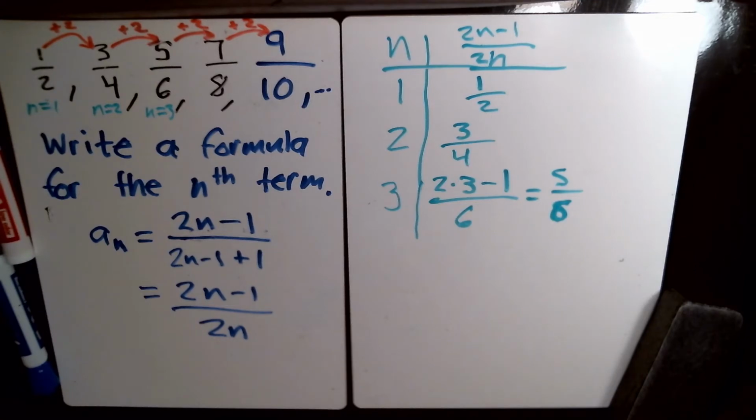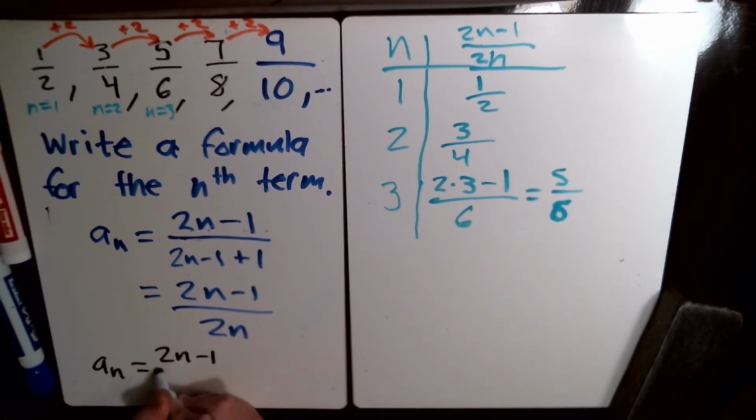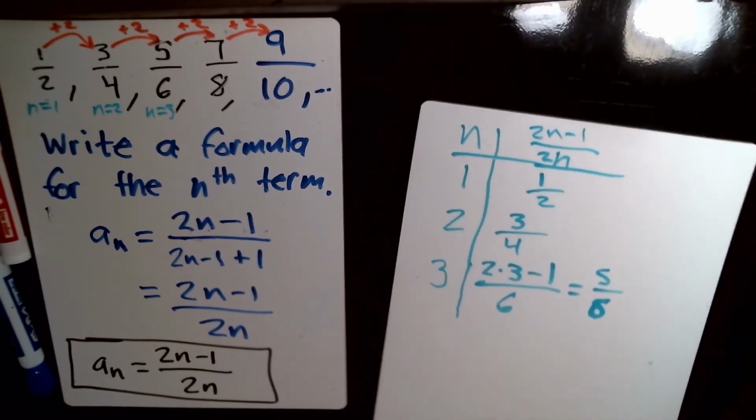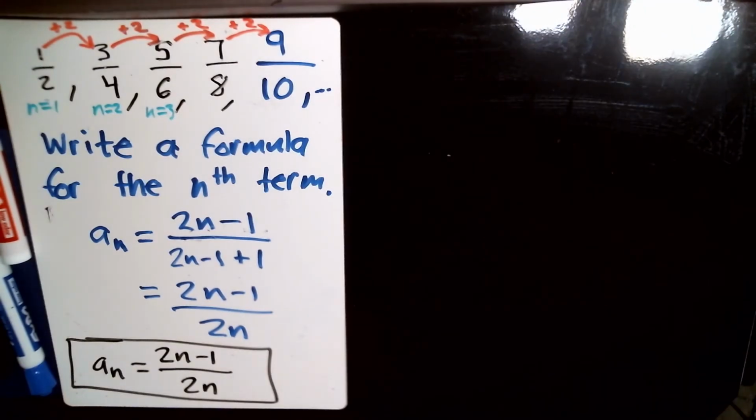I'm going to do one more example of this to give you another helpful example here. But this is the right formula. This would be our final answer for this one. So it's 2n minus 1 over 2n. That would be my a sub n in this case. Okay, I'm going to get a blank one for my new problem.